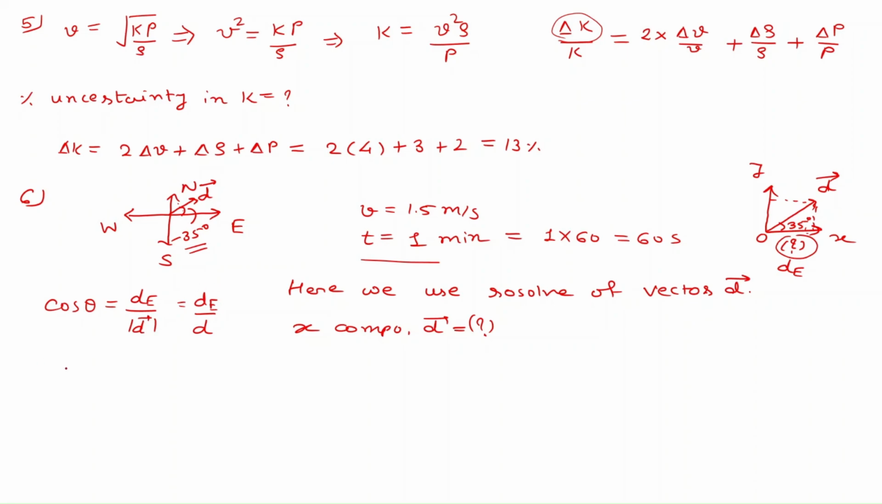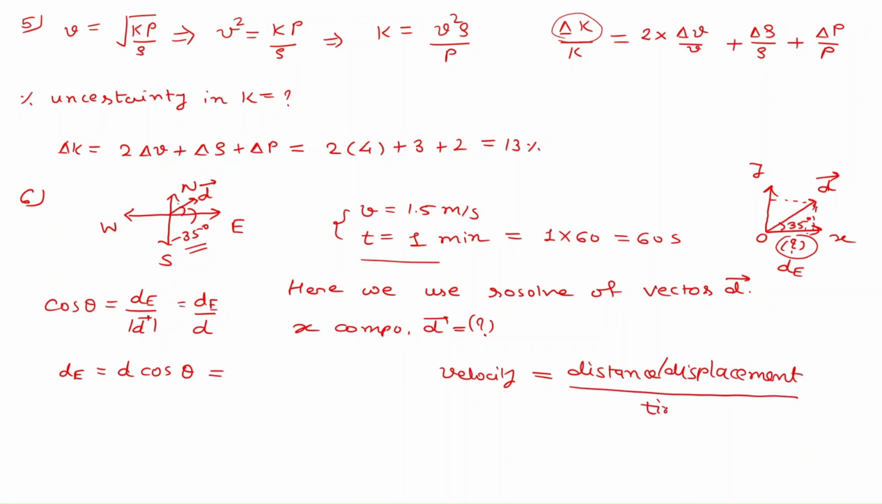Where to find D? So we write the equation like this: D cos theta. The value of D is not given, so we have to find it. We know that velocity is equal to distance or displacement upon the given time or taken time.